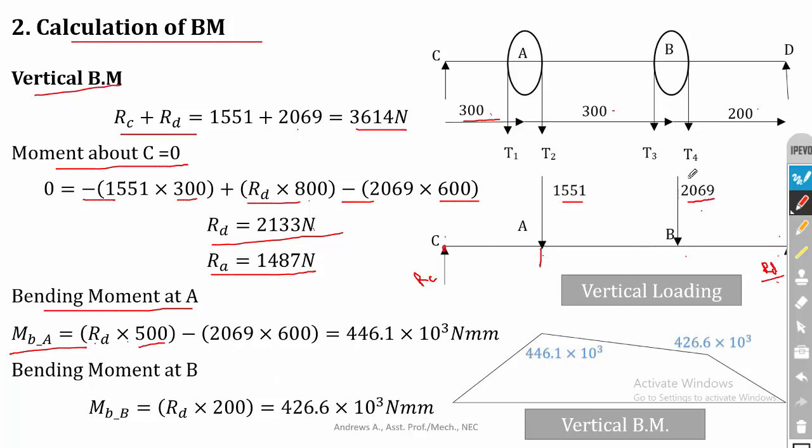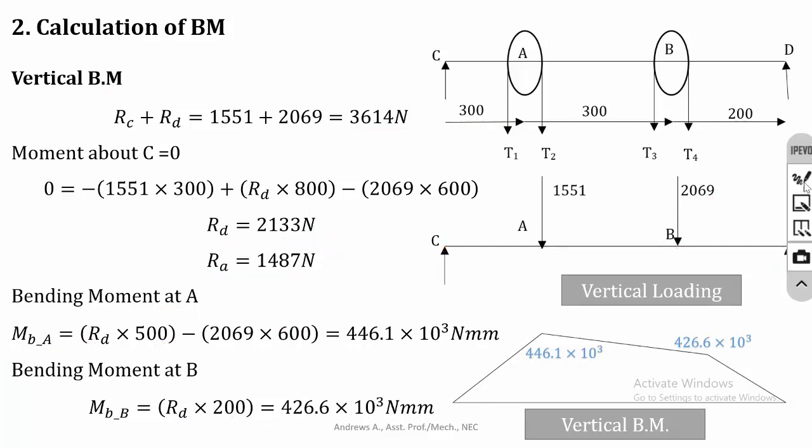Then the 2069 is acting in the clockwise direction, so consider negative 2069, and the perpendicular distance is actually 300, it is not 600, it is 300. It is the distance between A and B. If you solve this, you will get 446.1 into 10 power 3 Newton mm. Then the bending moment at point B. If you consider the right side, only one force is acting, RD. RD is acting in the counterclockwise direction, so RD into the perpendicular distance is 200 mm. So you will get 426.6 into 10 power 3 Newton mm.